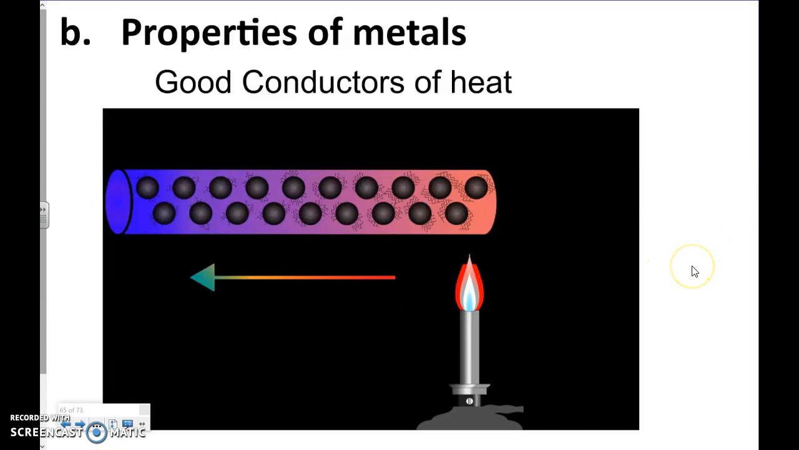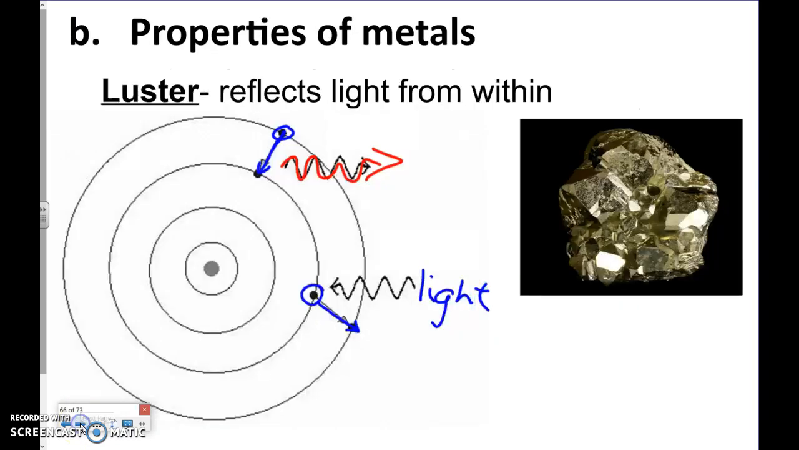Another one, good conductors of heat. Again, it has to do with that flow of electrons. Because those metals can move so easily, they can bump into their neighbor, which bumps into their other neighbor and causes that movement. Remember, heat's an increase in movement. The heat from this end transfers easily to its neighbor. Okay, what are our other good ones?